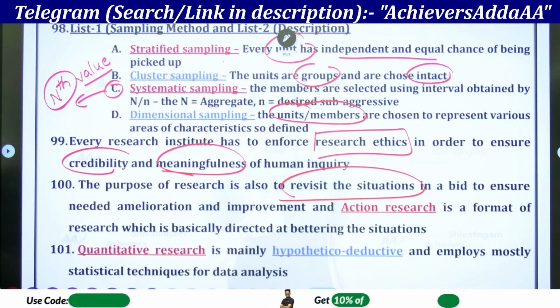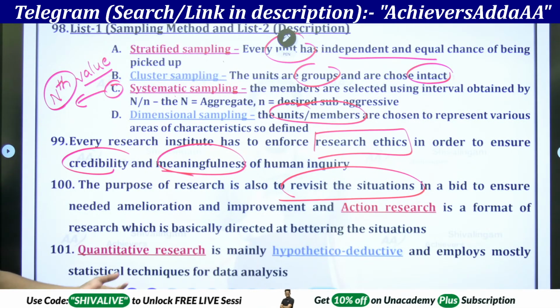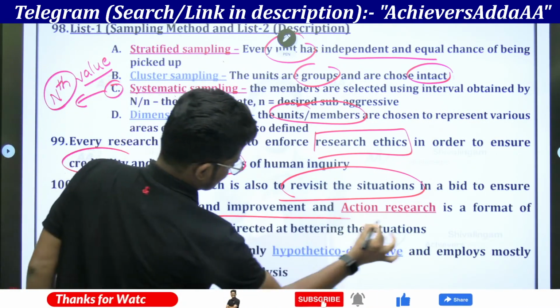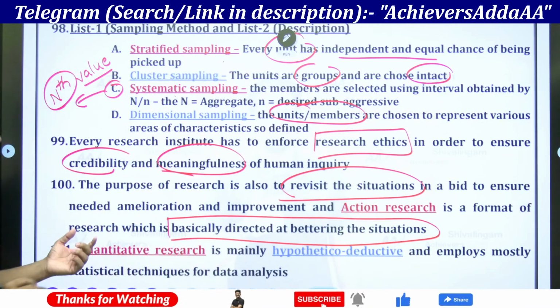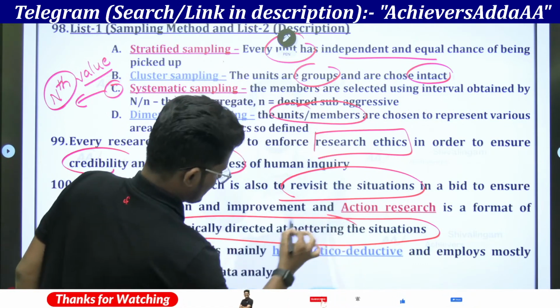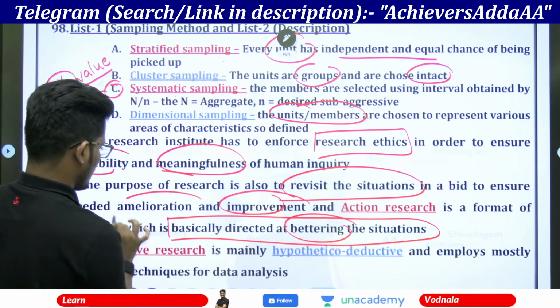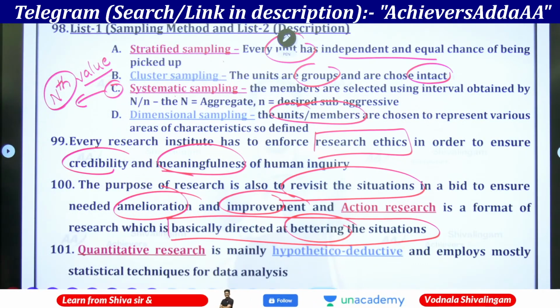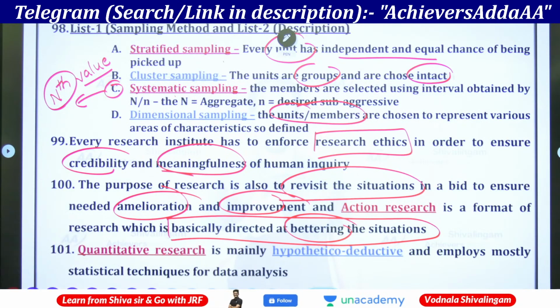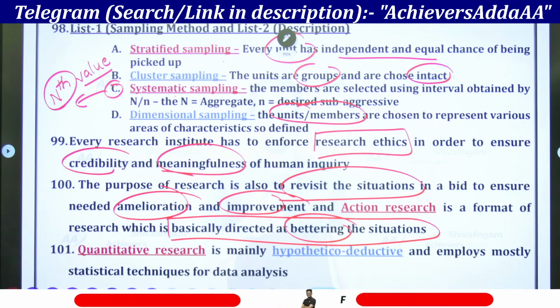And the purpose of research is also to revisit situations, to ensure the needed amelioration and improvement, and action research is a format of research which is basically directed at bettering the situation. So here again they are speaking about action research. Action research is nothing but bettering the situation, improvement, amelioration, all the words are under one. That is what? Action research.